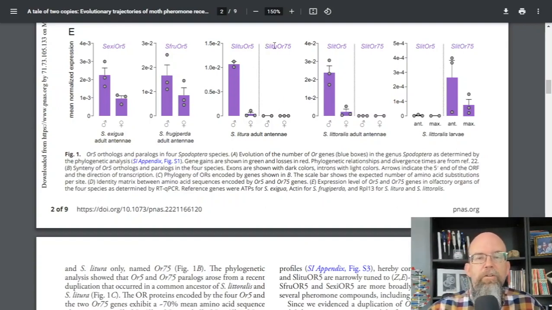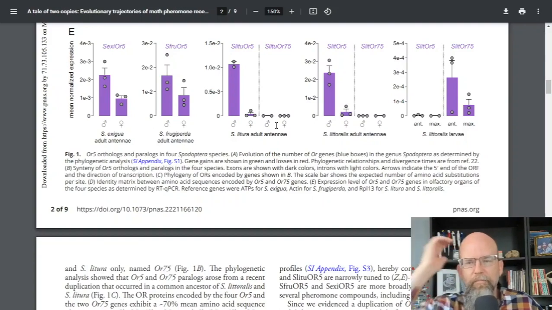But now we also have an additional copy of the gene, 75. And what we see is that olfactory receptor number 75 in litura is barely expressed at all, right, in the antenna. And then let's look at this next figure here. What about littoralis? Olfactory receptor number 5, again, you have this difference, and you don't see much expression in olfactory receptor number 75, right? So litura and littoralis, neither of them are expressing this protein in their antenna.